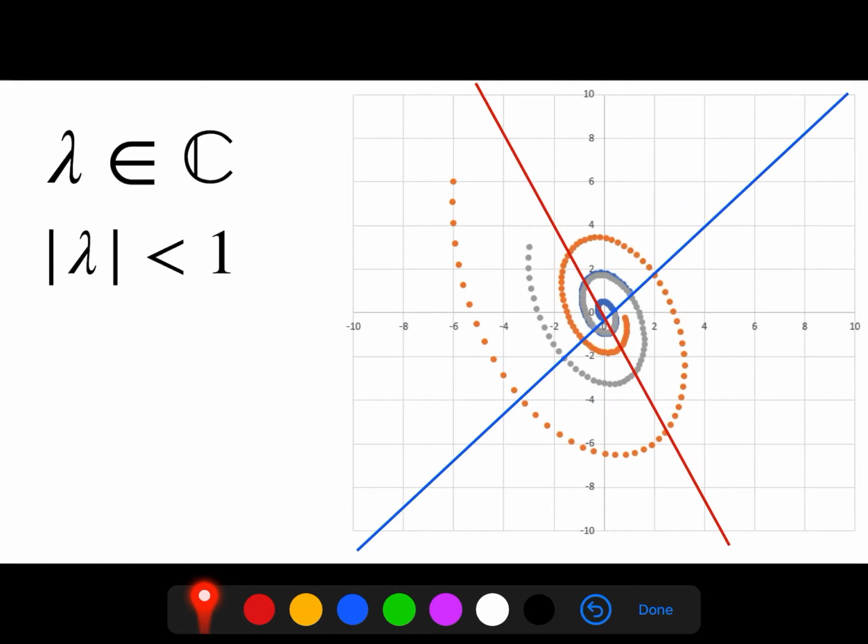What if it's less than 1? Well, if it's less than 1, then we have the same type of thing, except now it spirals in that same kind of elliptical orbit, but this time it spirals inward. And so we see that the two eigenvectors are giving us the shape of the spiral, but the fact that the magnitude of the complex eigenvalues is less than 1 means it spirals inward on itself.